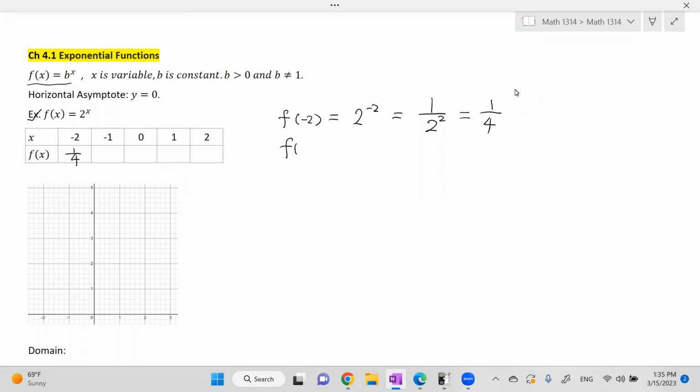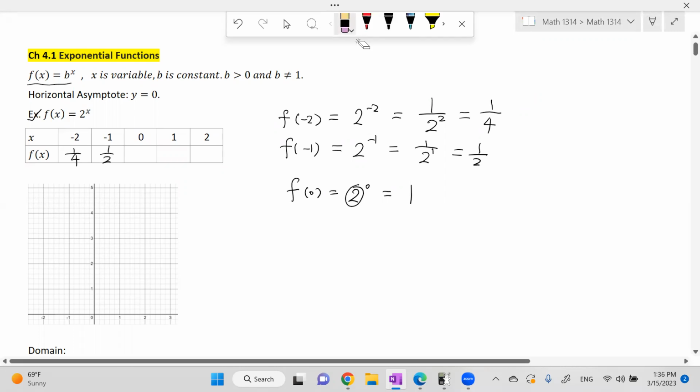How about f of -1? That's 2 to the -1. When we see the power is negative, we flip the base, make the 2 go to the bottom, and raise it to the first power. First power is just 1/2. You can put 1/2 or 0.5 there. And when x equals 0, 2 to the 0, it is 1. Whatever the base is, we raise it to the 0 power, we are having 1. But you cannot raise 0 to the 0.